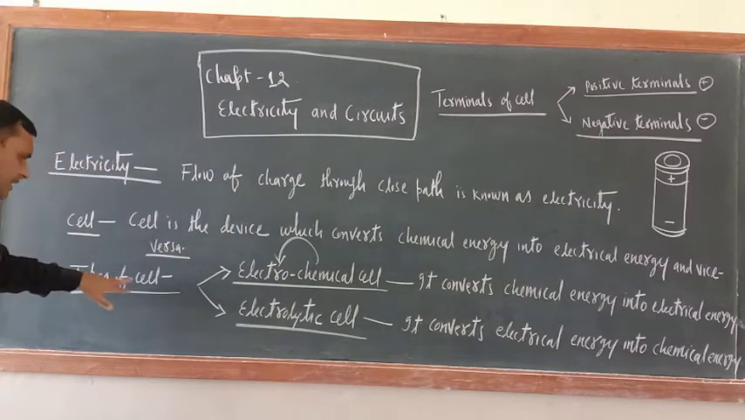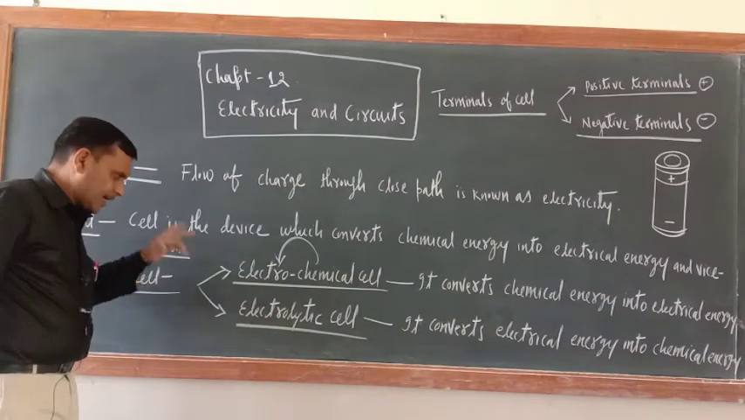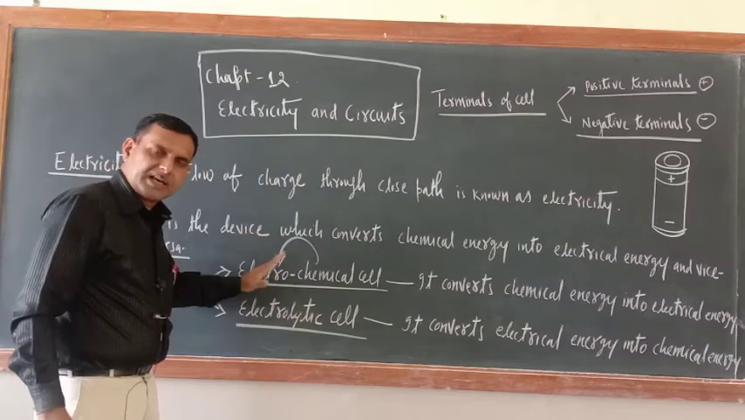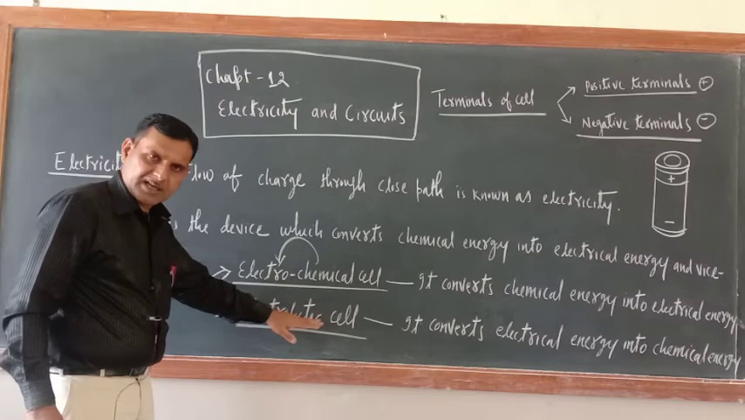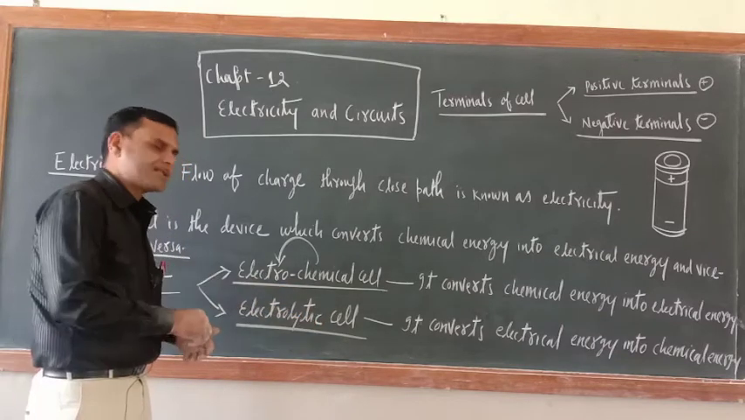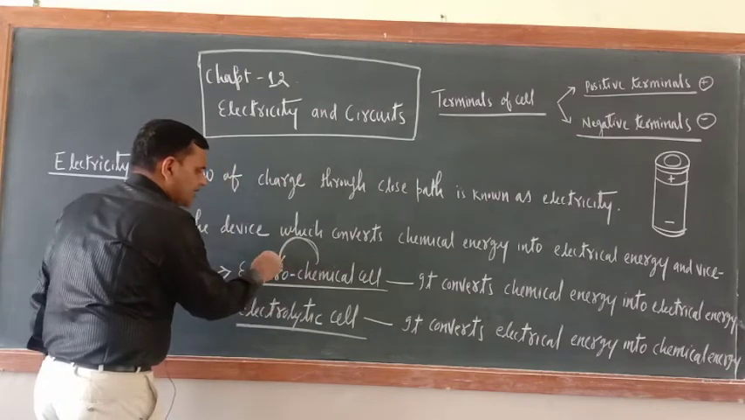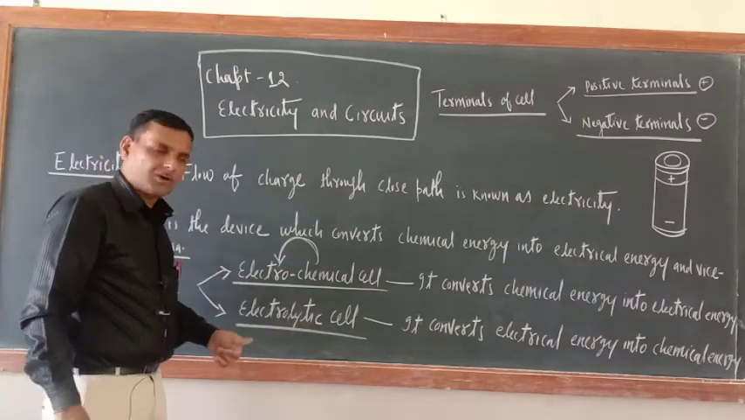So how many types of cell are there? We'll tell you the meaning of vice versa. There are two types of cell: the electrochemical cell, and the electrolytic cell. Generally we know the electrochemical cell only. Cell means this one, which converts chemical energy into electrical energy, and that we know. But in higher classes you will study the electrolytic cell also.